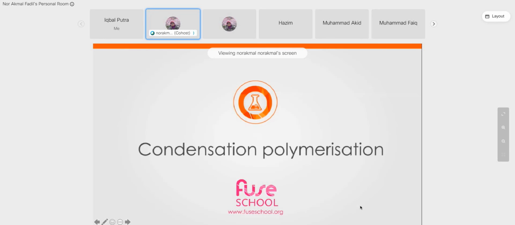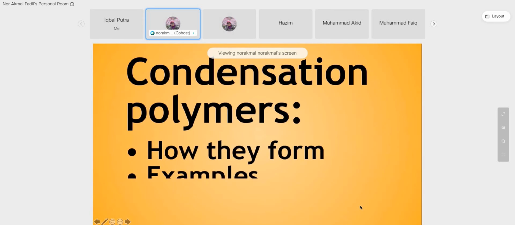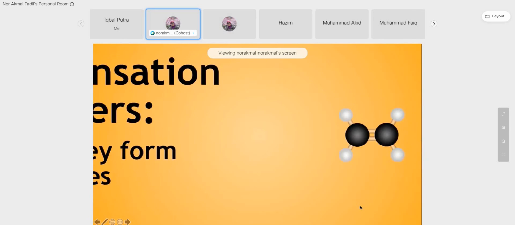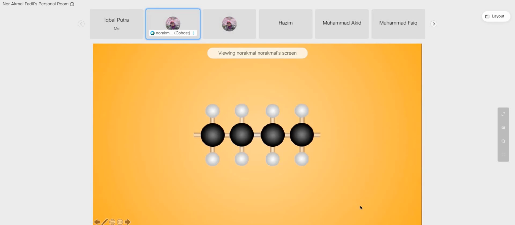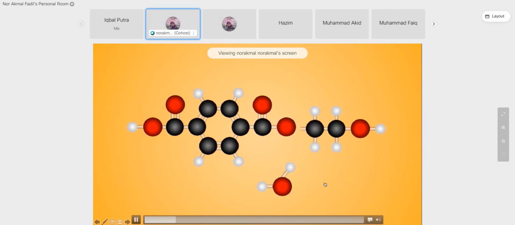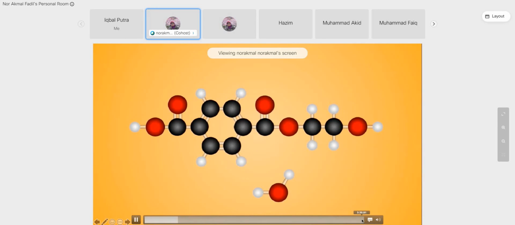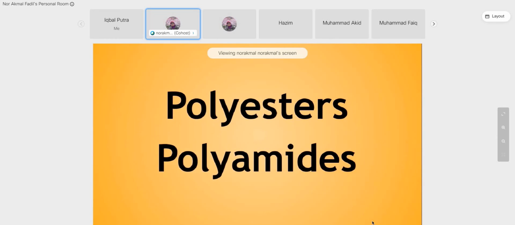In this video, you will learn how condensation polymers form, some examples of condensation polymers, and the uses of these polymers. Unlike addition polymers, where monomers react to form a single product, in a condensation polymerization reaction, not only is the polymer formed, but also a small molecule is eliminated or lost, normally water. Polyesters and polyamides are the 2 types of condensation polymer we will look at.